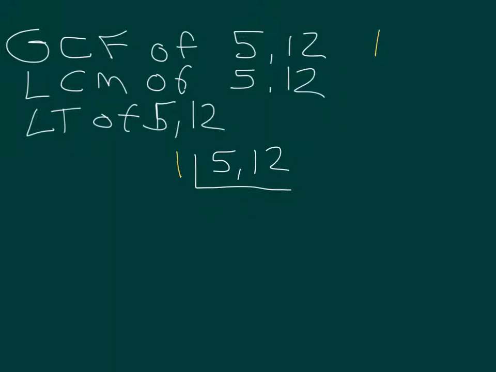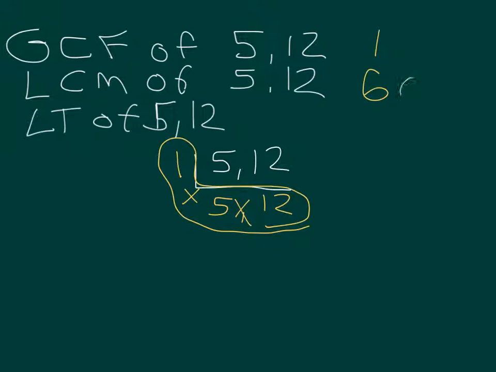Now, what is the LCM of 5 and 12? Well, again, if we were to complete this math, 1 goes into 5 5 times, 1 goes into 12 12 times, and if you form your L, okay, so what's 1 times 5? 5. 5 times 12 is 60. So the LCM of 5 and 12 is going to be 60. And then finally, the lowest term of 5 and 12 is simply 5/12 because it can't be simplified, because no other number but 1 can divide into it. So that makes it the simplest term.